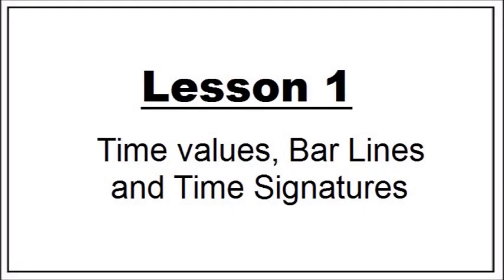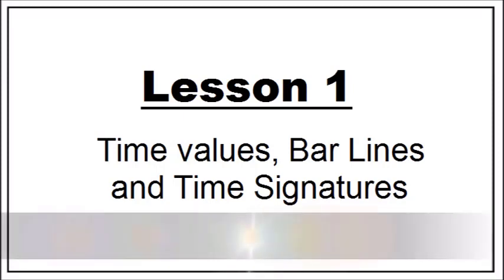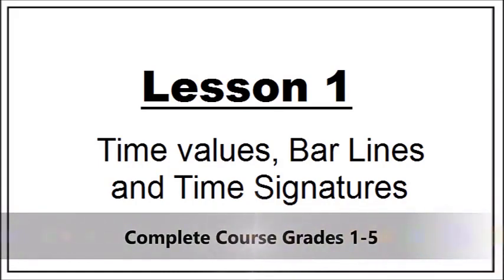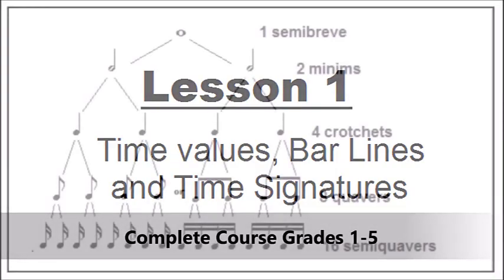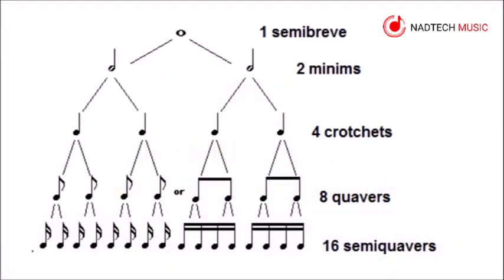1. Time values, bar lines and time signatures. This is the first video in a course in which you will learn all you need to know to take part in a music theory exam, grades 1 to 5, at any of the major schools of music such as ABRSM or Trinity College. This lesson will go through all the time values needed for grade 1 music theory.